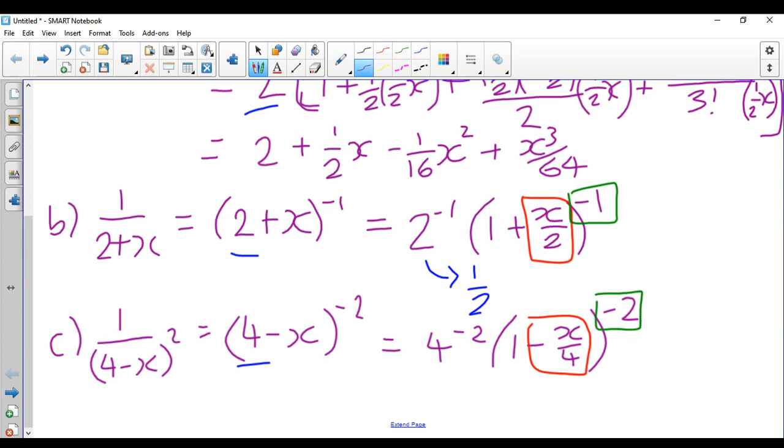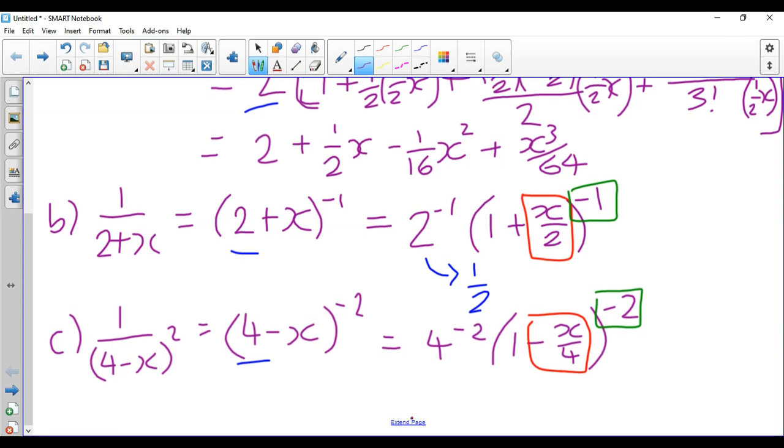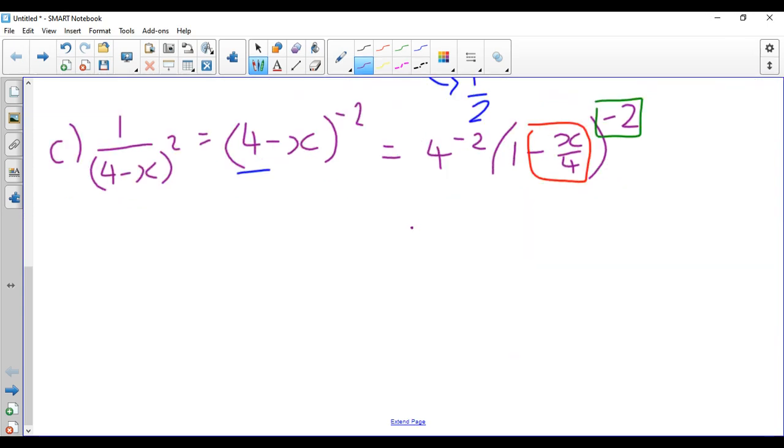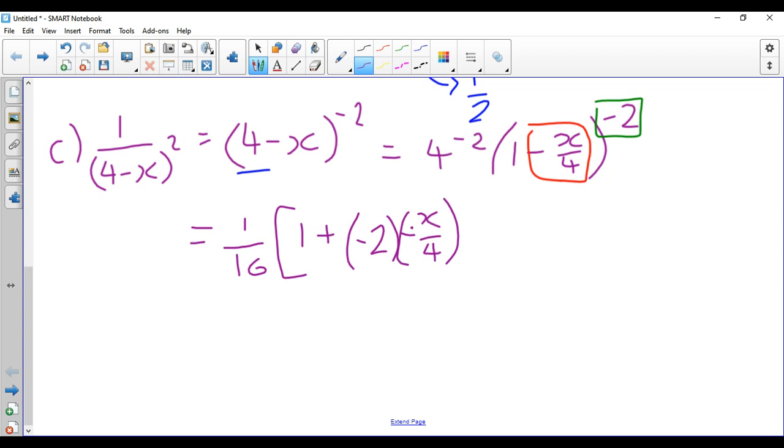So let's extend the page a little bit. There we go. So give ourselves plenty of room. 4 to the minus 2 is 1/16, and then I've got 1 plus minus 2 times minus x over 4 plus n, so that's minus 2, n minus 1, minus 3, be careful on that one, you do go the right way, over 2 times minus x over 4 squared.